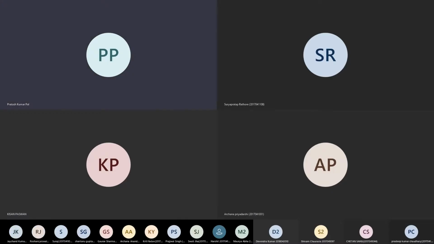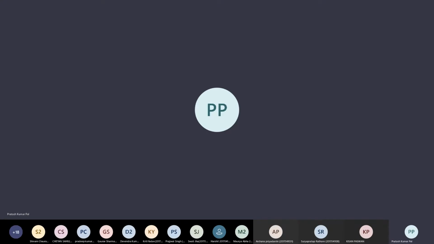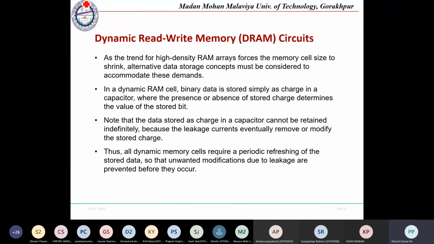Okay, so in the previous class, we have seen the SRAM. It is one of the types of RAM structure, RAM memory. So we have seen static RAM. Next topic is dynamic RAM.